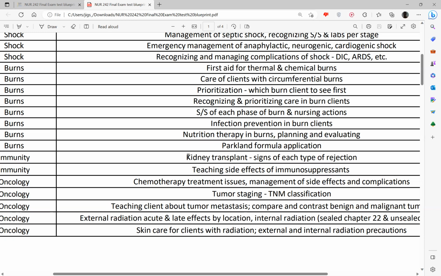In extension or flexion? Extension. Okay, always extension. So let's say Shalea's burn injury is in the back of her neck. How would you position her in bed?